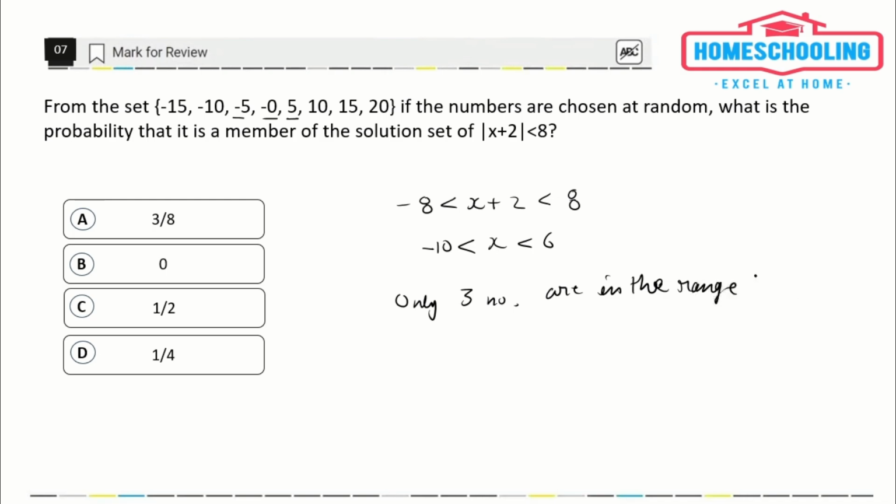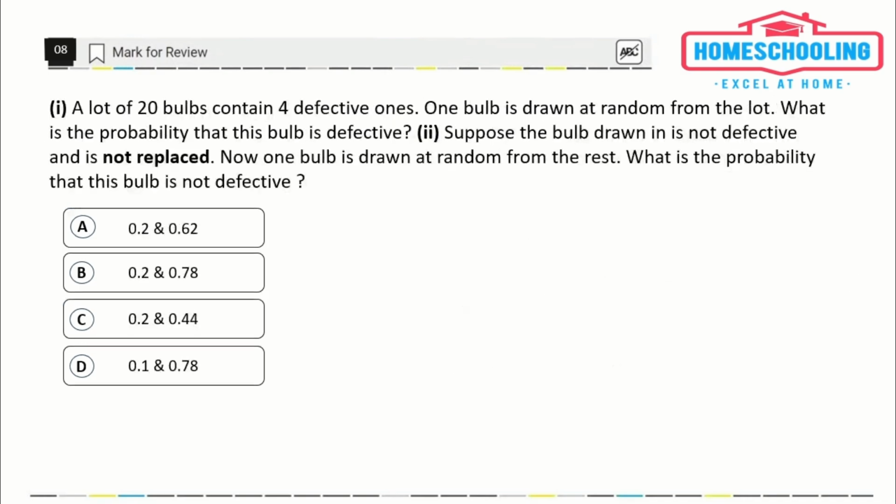That is -5, 0, and 5. So we have to find the probability of x. Favorable is 3 in this range, divided by the total number of possible outcomes. The sample set is 1, 2, 3, 4, 5, 6, 7, 8, so 3 divided by 8. So option A is the correct answer. Now moving to the next question.